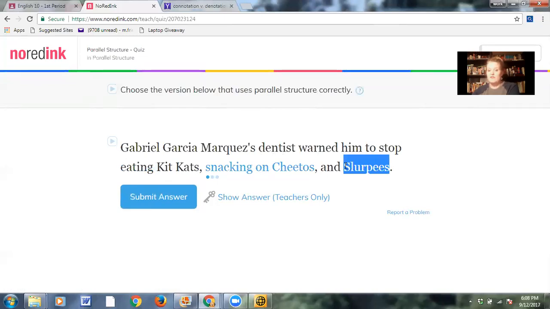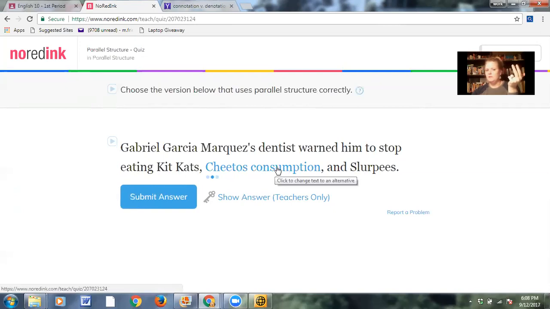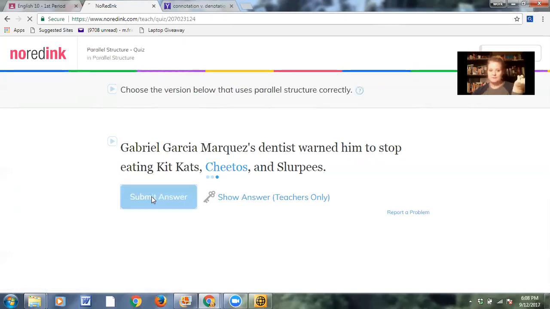So if I was going to make this work, I would have to add the word drinking, okay? Drinking Slurpees. That way I'd have eating, snacking, and drinking, but I can't change this one. So I'm going to have to go back and see what my other options are. This doesn't work at all. There are 3 different formats. So I'm going to pick Kit Kats, Cheetos, and Slurpees because that's just a list. Okay?